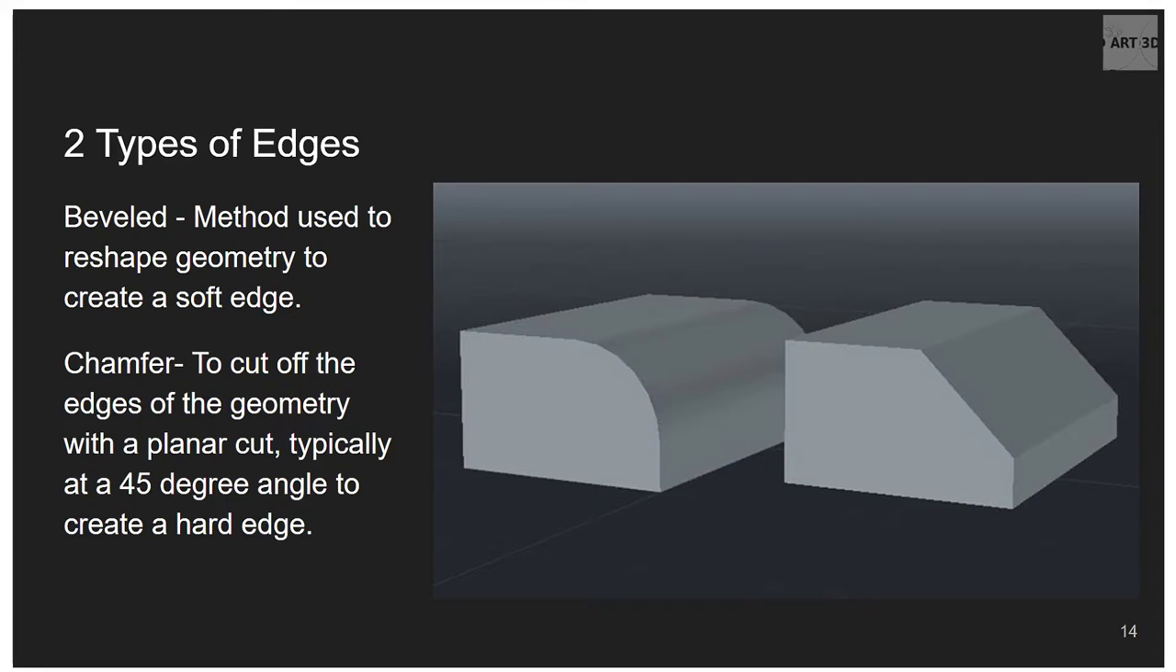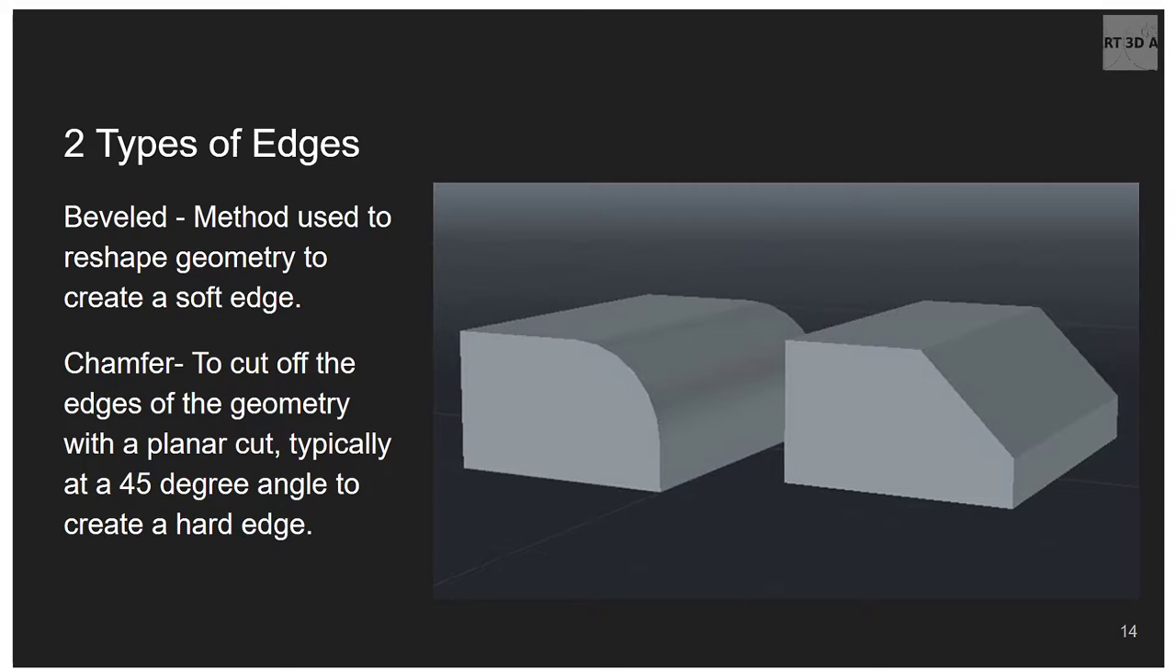So there are two types of edges: beveled edges and chamfered edges. The beveled edge is a method used to reshape geometry to create a soft edge. A chamfer is used to cut off the edge of the geometry with a planar cut, typically at a 45 degree angle, to create a hard edge. And the truth is, these two terms in 3D are kind of used interchangeably, right? Depending on the software you're using, it's going to change. It's going to say a bevel is this or a chamfer is that.